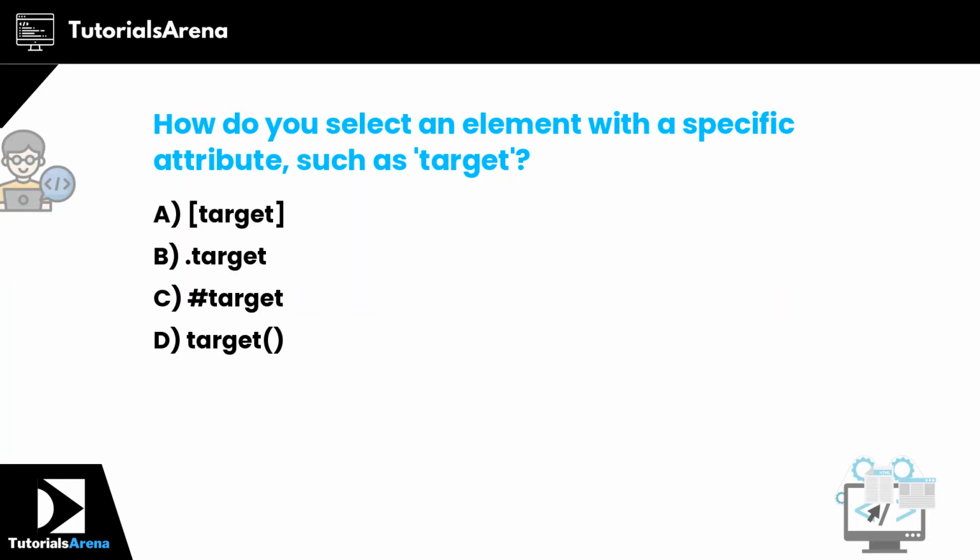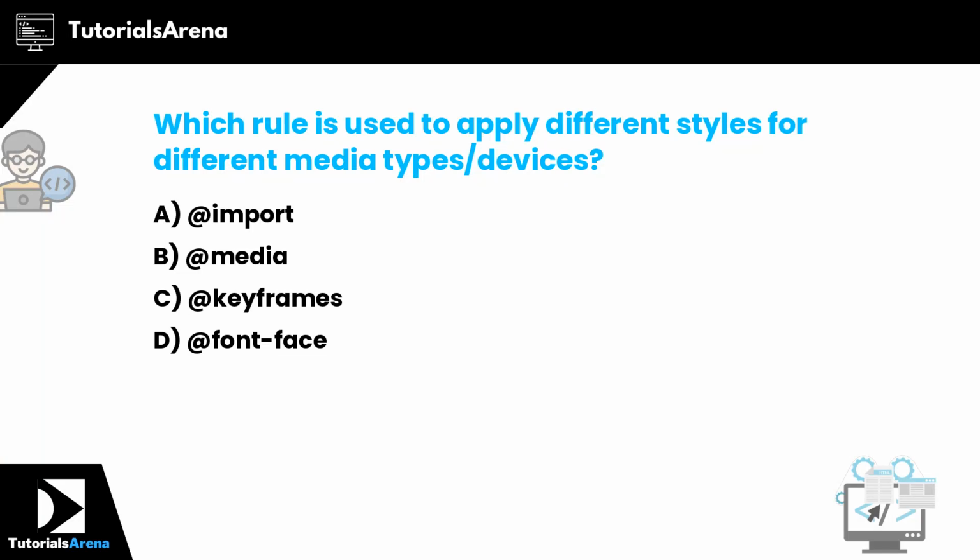How do you select an element with a specific attribute, such as target? The correct answer is option A, [target]. Which rule is used to apply different styles for different media types or devices? The correct answer is option B, @media.